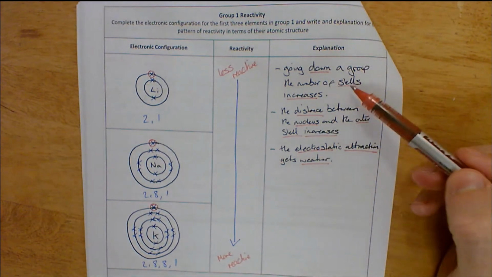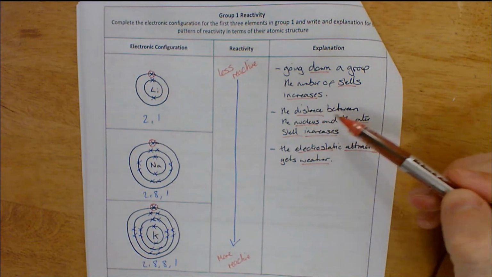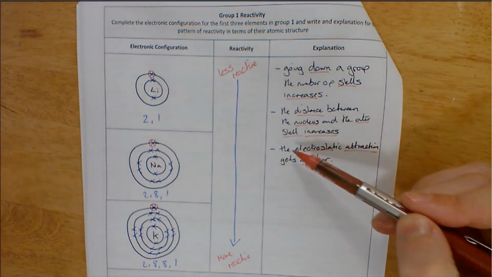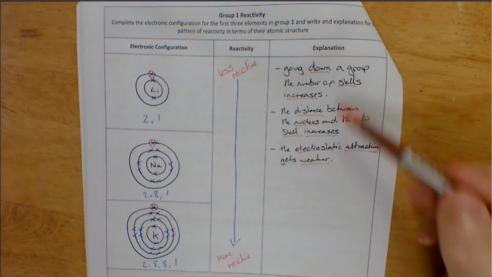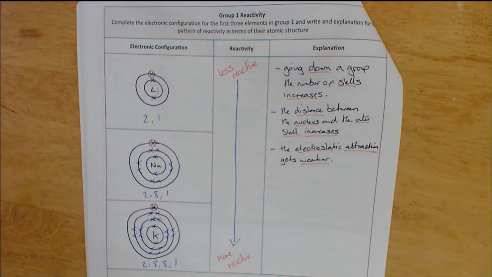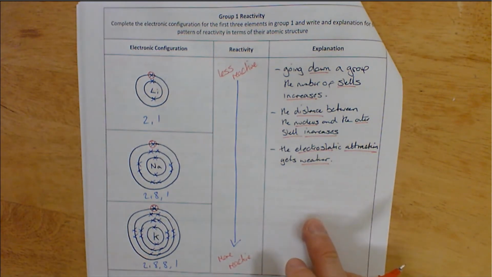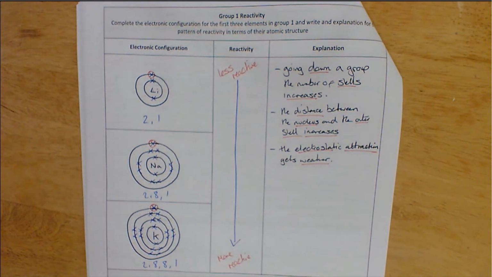Going down the group, the number of shells increases. Therefore, the distance between the nucleus and the outer shell increases. Therefore, the electrostatic attraction gets weaker. If you write that for any of the groups in the periodic table, you are going to be correct. Now, the last thing we need to add is what that means for the group we're actually talking about. There are 2 ways to end this answer, and it depends. Are we talking about metals or non-metals? Because remember, when metals form ions, they lose electrons. But when non-metals form ions, they gain electrons. So you're going to have the opposite pattern of reactivity.